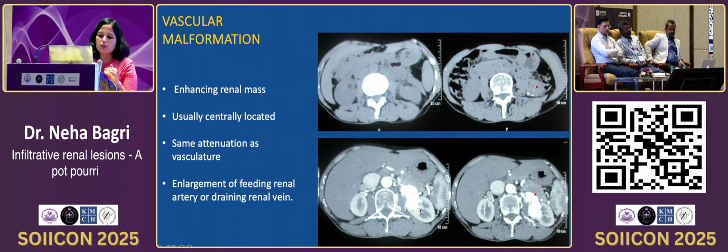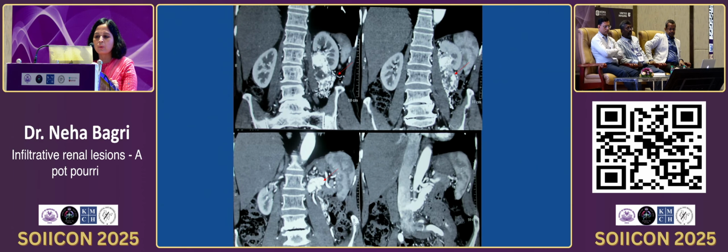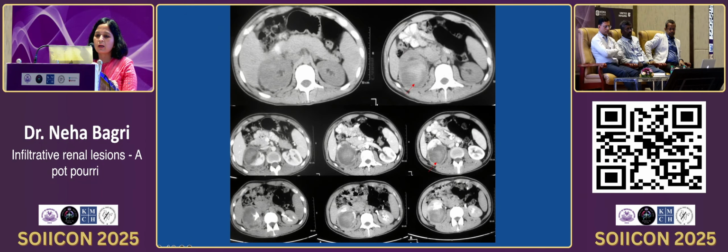There will be enlargement of the feeding renal artery and vein. You can see these clusters of vessels over here. So this is a renal vascular malformation. Then this is a renal aneurysm which has ruptured and formed a hematoma.